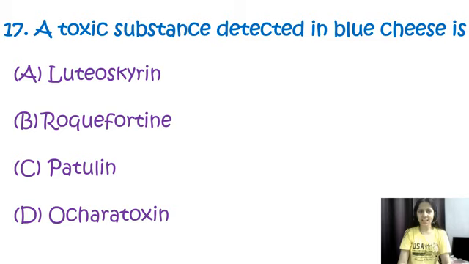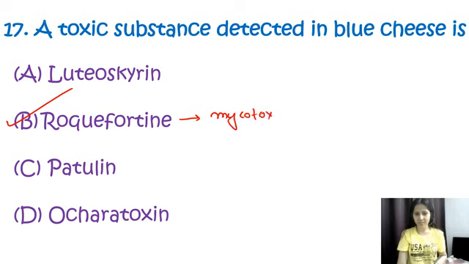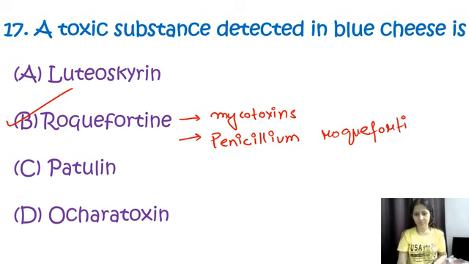Question number 17. A toxic substance which is detected in blue cheese is: luteoskyrin, roquefortine, patulin, or ochratoxin. So over here my correct option will be B, that is roquefortine. Now what is this roquefortine? Actually, it is a mycotoxin which is produced by the mold Penicillium roqueforti. So it is produced by this mold species.